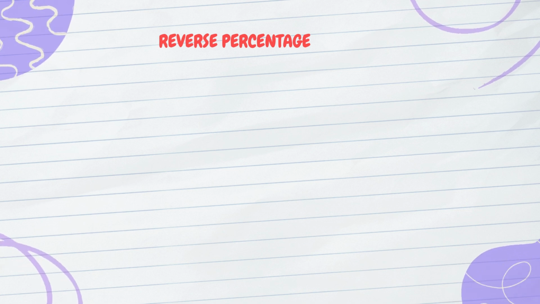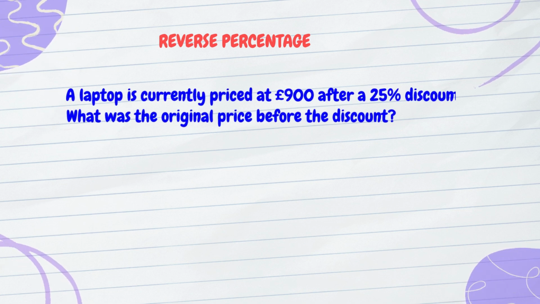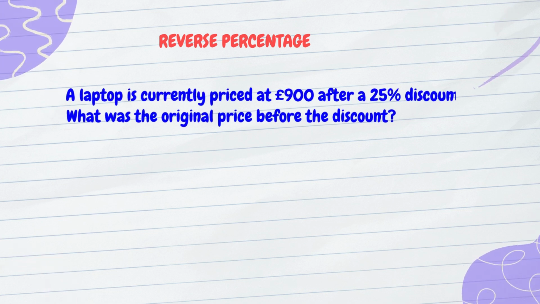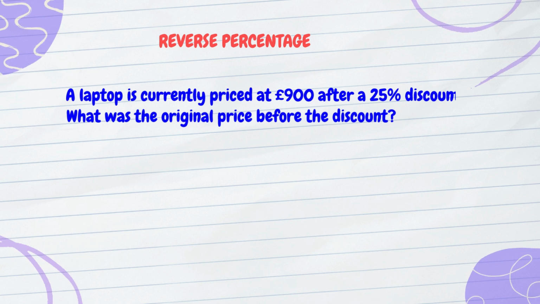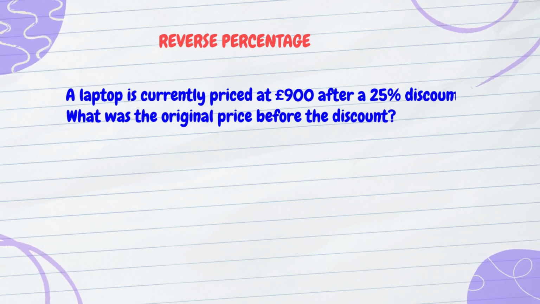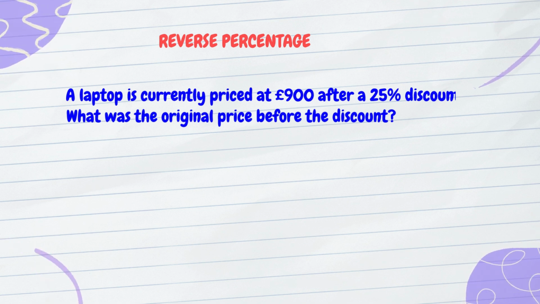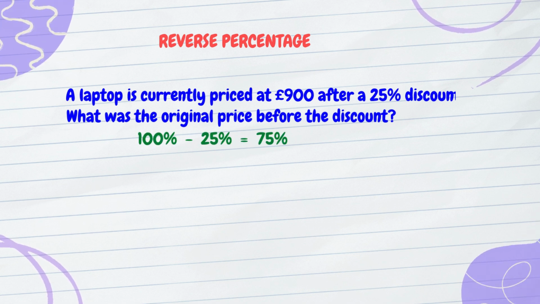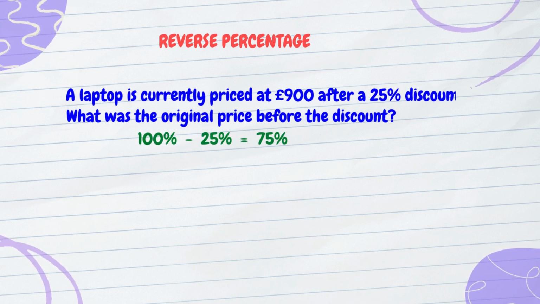Another example. A laptop is currently priced at £900 after a 25% discount. What was the original price before the discount? Identify the percentage change. The price decreased by 25%, so it is 100% minus 25%, which gives 75%.